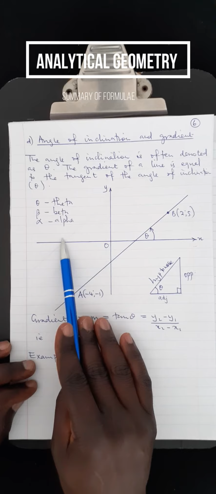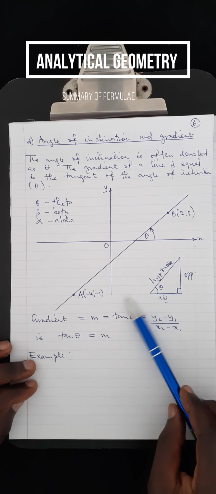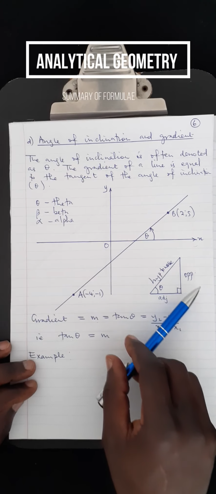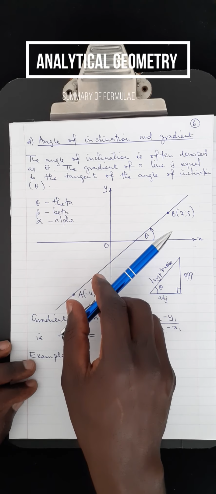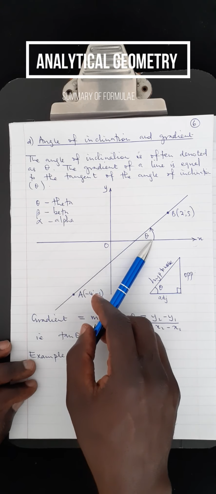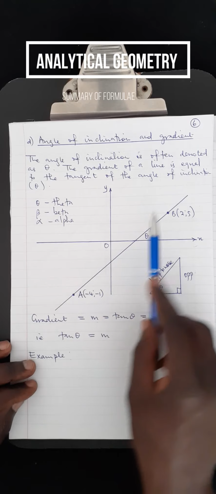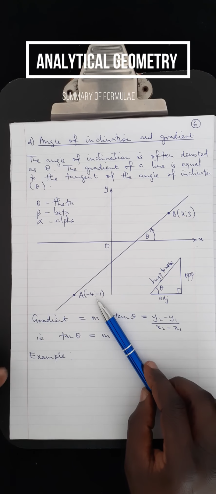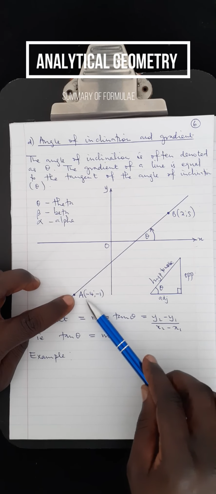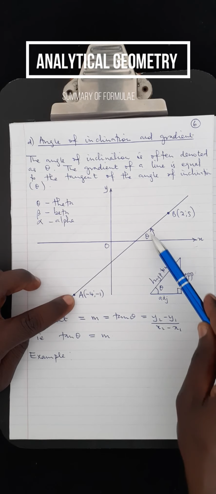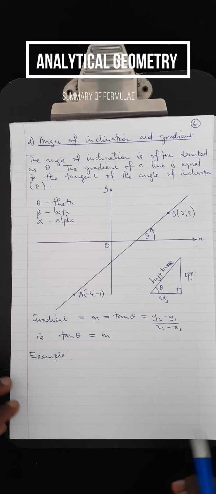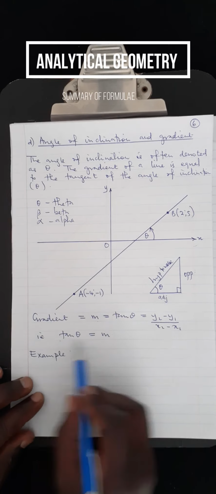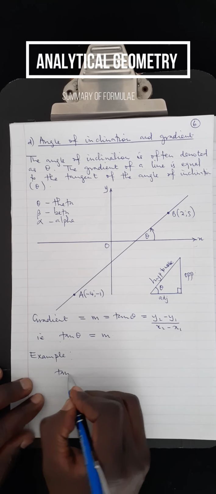So at a later stage, we'll look at the angles from 0 to 90, which is acute angles, and then we've got obtuse angles, but we'll come to that at a later stage. So what we are saying is, let us use these coordinates to find the angle here. So using this formula, tan theta is equal to m.